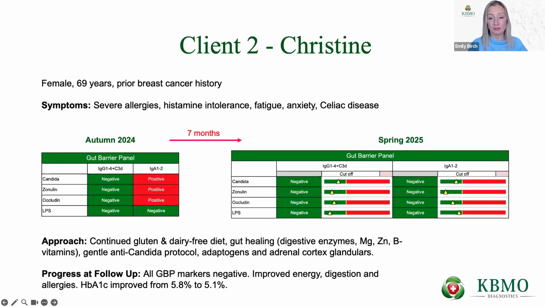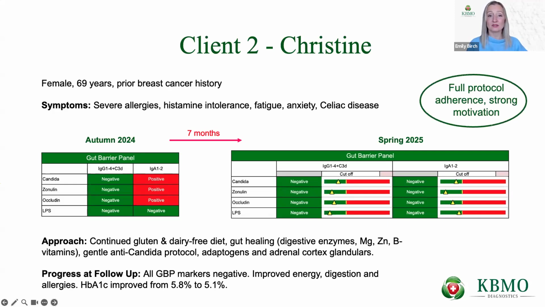Her energy was much improved, digestion and her allergies were much improved. And interestingly, her HbA1c improved as well. And as I say, this was full testament to her as well. She fully adhered to her plan and she had really strong motivation as well. She had prior breast cancer history and didn't want to be in that position again.